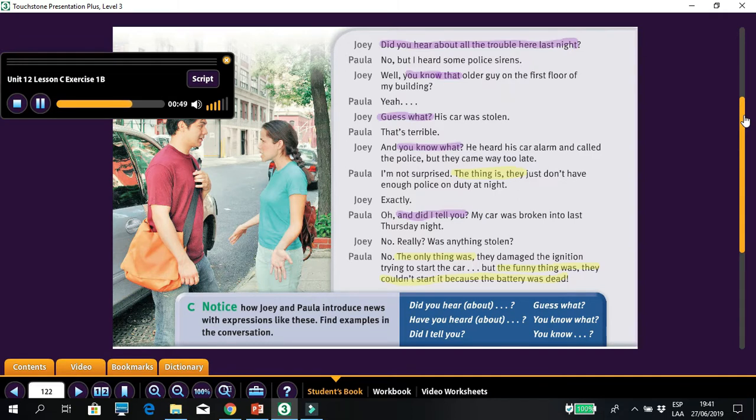Exactly. Oh, and did I tell you? My car was broken into last Thursday night. No. Really? Was anything stolen? No, the only thing was, they damaged the ignition trying to start the car. But the funny thing was, they couldn't start it because the battery was dead.